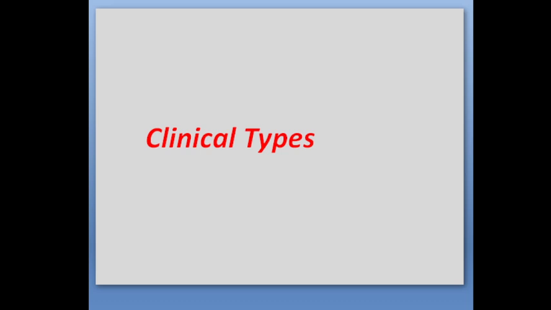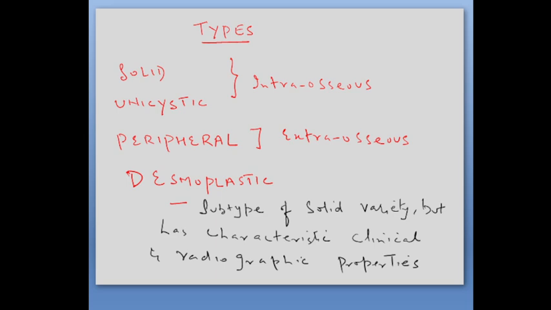Coming to clinical types. The intraosseous ameloblastomas are of solid and unicystic variety, whereas extraosseous ameloblastomas are mostly peripheral. Desmoplastic ameloblastoma is a subtype of solid variety but has characteristic clinical and radiographical properties.